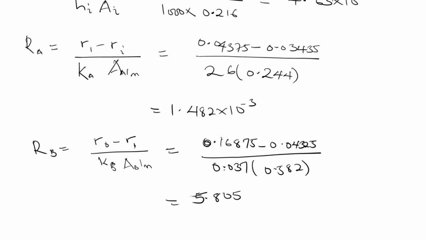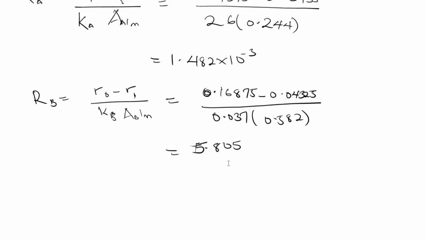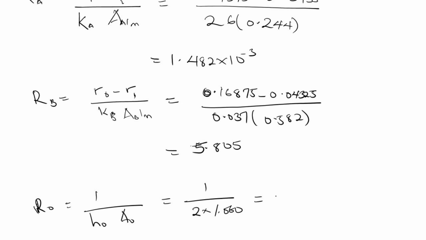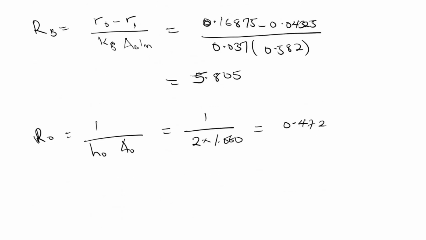The only thing that remains before we insert it in our equation is R0 or R naught, that of the outside, which is what? 1 over the convective coefficient times area of the outside. Then 1 over, we're given it from the question as 2, then this area we calculated as 1.060, which is what? 0.472.